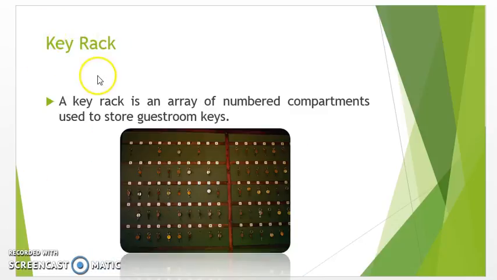Let's go with the key rack. A key rack is an array of numbered compartments used to store guest room keys. As you can see, in the earlier days they were using local keys, like the picture shows, the actual keys which were used, and then lock and key. But now the era is that all hotels are using electronic chip card keys, where we do not need to hang the keys. We just update the key while the guest arrives in the check-in procedure.